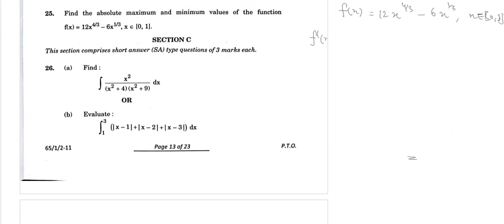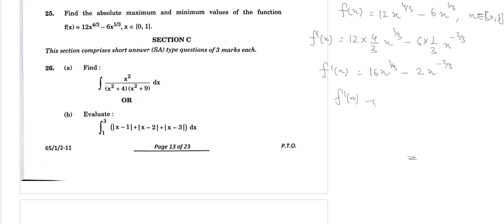Okay. So the derivative will be f dash x. Derivative will be 12 into 4 by 3 x to the power 1 by 3 minus 6 into 1 by 3 x to the power minus 2 by 3. Okay. So f dash of x is equal to 16 x to the power 1 by 3 minus 2 x to the power minus 2 by 3.